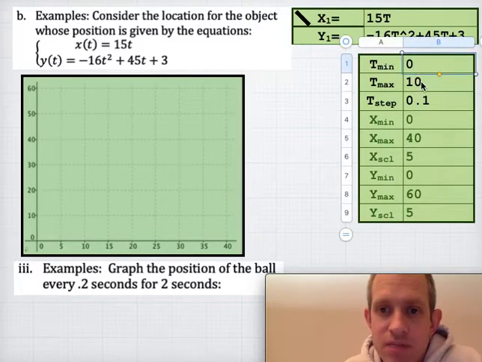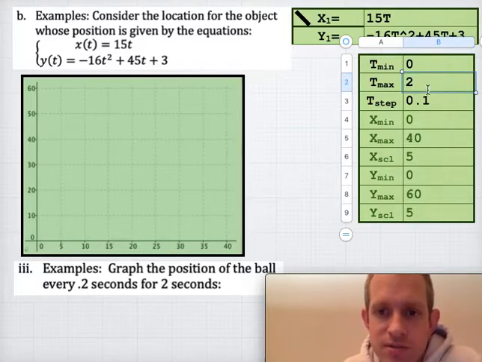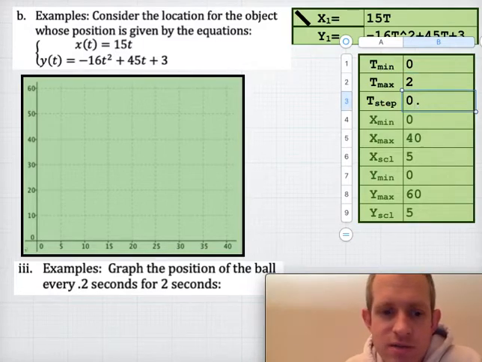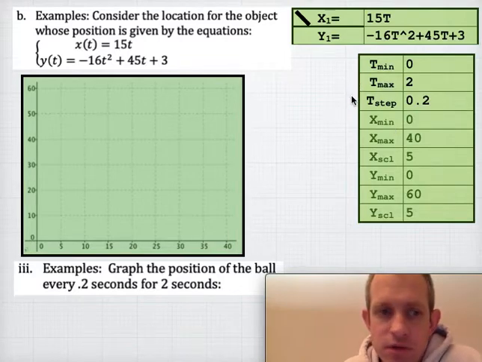But this time, instead of graphing for 10 seconds, which is why the calculator took a little while to finish the graph if you paid close attention, I just want to graph it for 2 seconds. And instead of having a theta step of 0.1, let's have a theta step of 0.2. So you can hit graph, and you'll see that the curve draws and then it stops a certain way.